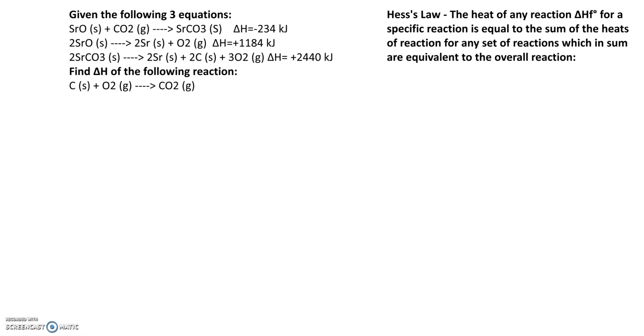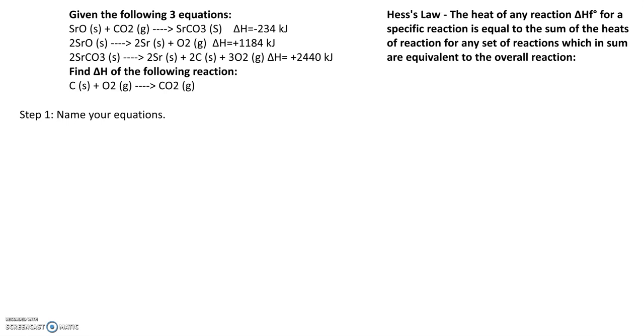For this problem, we will need to know Hess's law. And Hess's law tells us that the heat of any reaction, delta H final, which is what we were looking for in this problem, for a specific reaction is equal to the sum of the heats of reaction, which is our delta H values from the three equations, for any set of reactions which in sum are equivalent to the overall reaction. So we are going to be adding up the following three equations so that they cancel out and equal our last equation. So let's start on the solution.